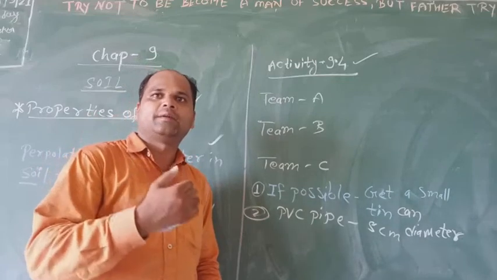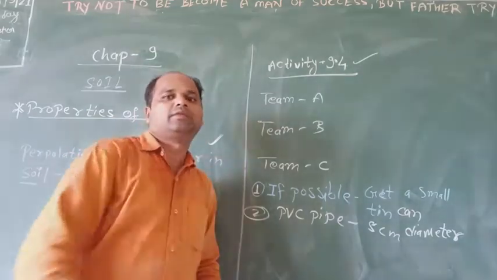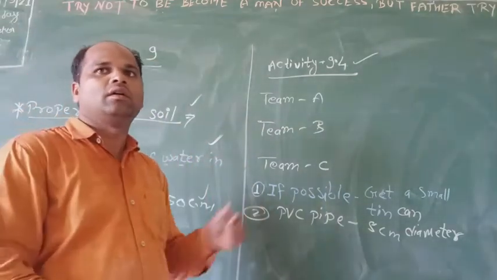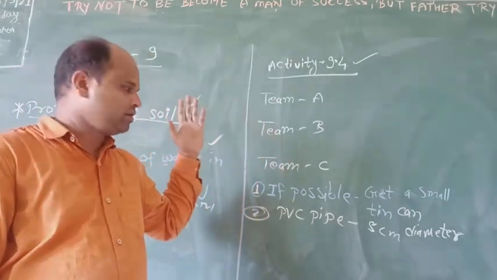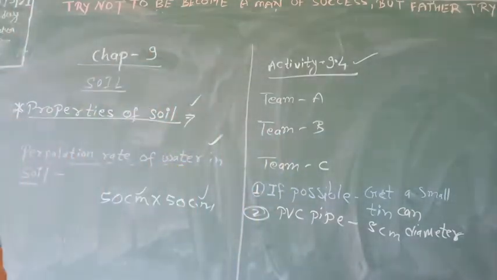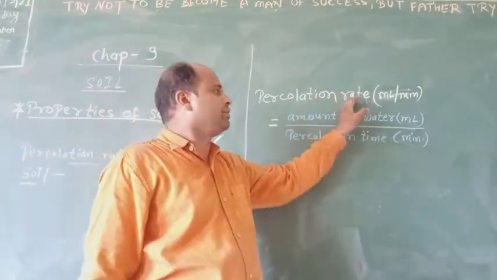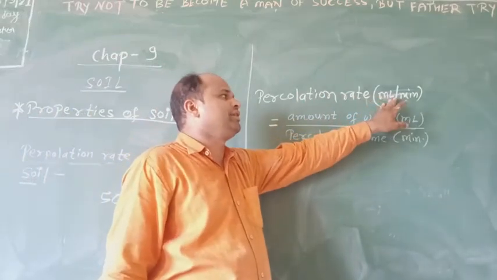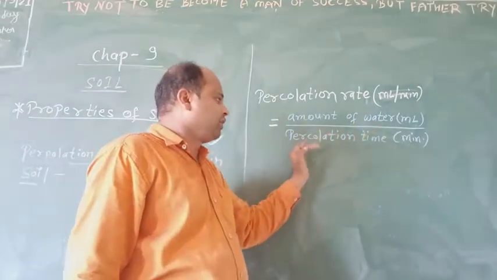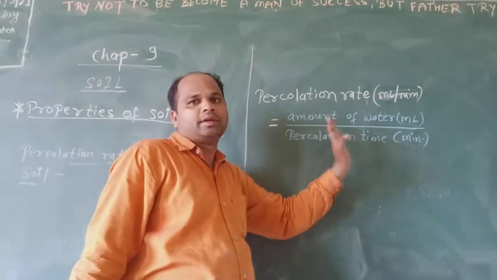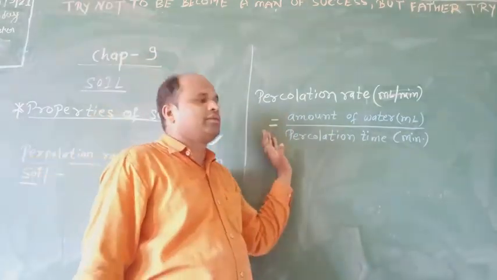Calculate the rate of percolation by using the following formula. This is the formula of percolation rate: percolation rate in milliliter per minute equals amount of water in milliliter divided by percolation time in minutes. Find out the percolation rate of water.